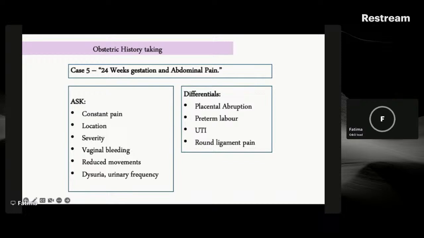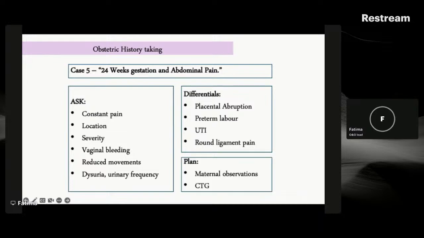I'd clarify whether the pain worsens with movement or position, because that might suggest round ligament pain, which is a benign cause related to stretching of the ligaments as the uterus grows. But main differentials here would include placental abruption, preterm labor, urinary tract infection. With abruption and preterm labor, these are the most concerning because they threaten the maternal and the fetal well-being.